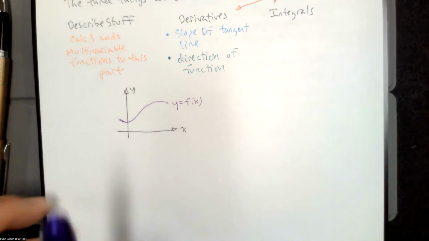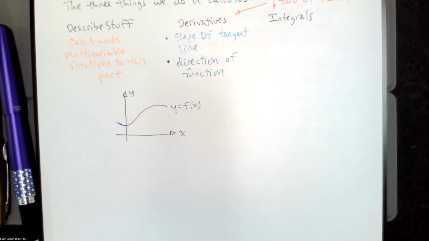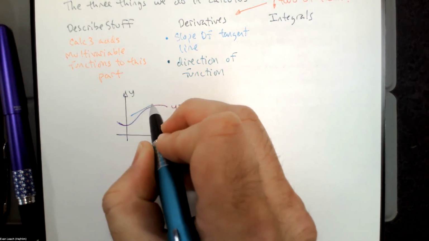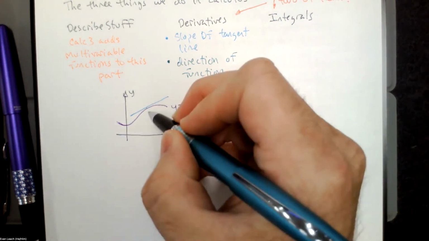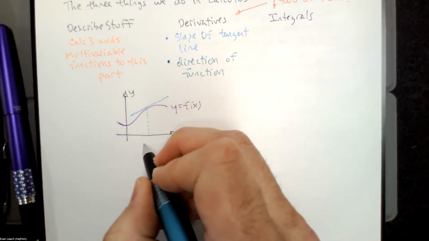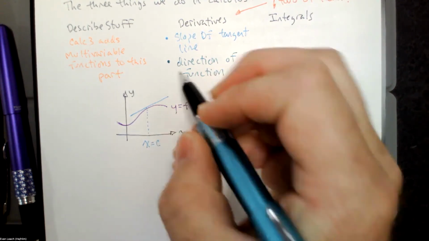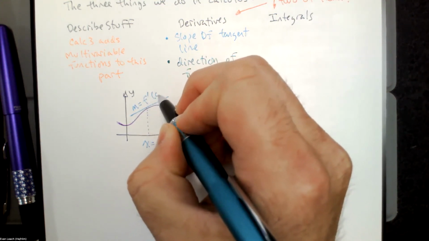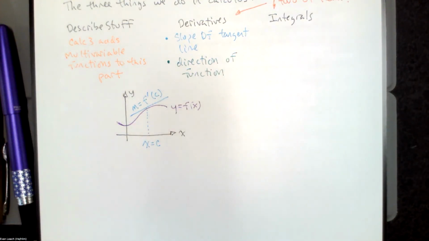So we'll start by restricting ourselves by saying y is a function of x. Pretty hard restriction, but it's okay. We've got to start somewhere. The derivative tells us the slope of a line tangent to the function at a point. So the derivative tells us the slope of the line tangent to the function at a given point.